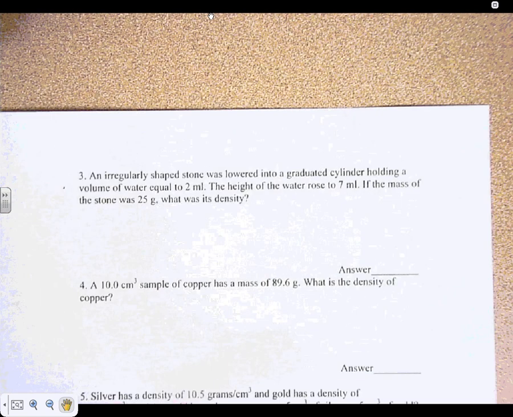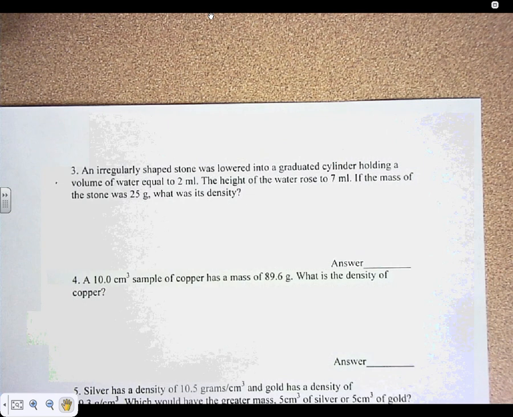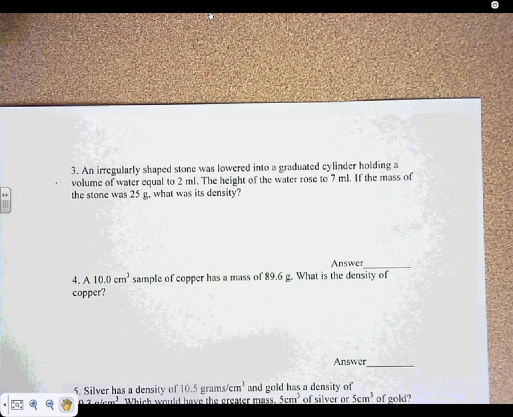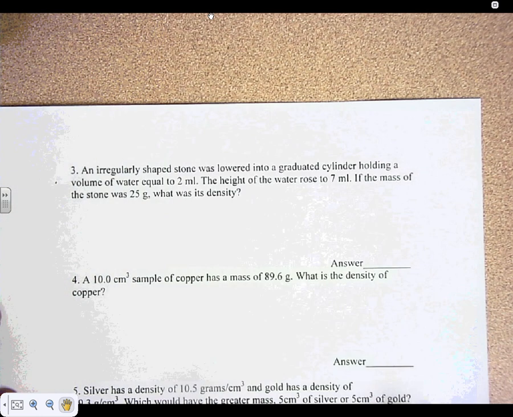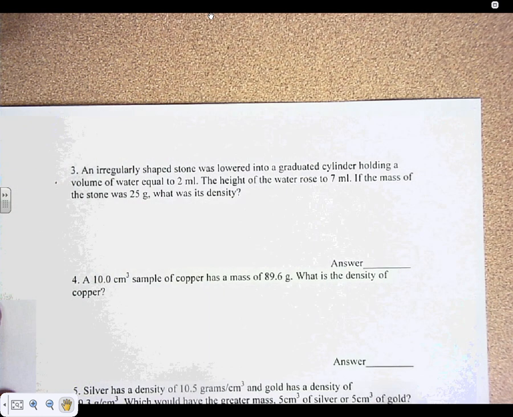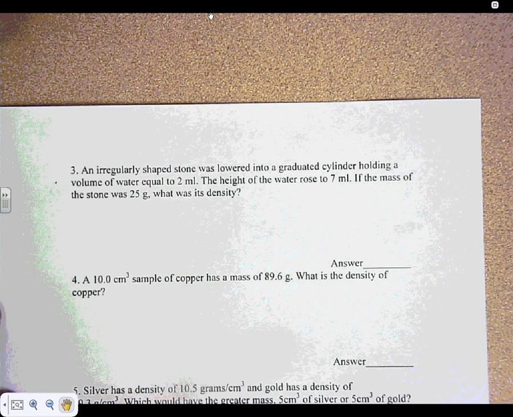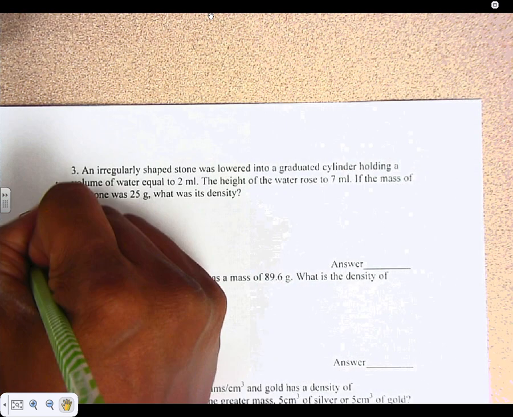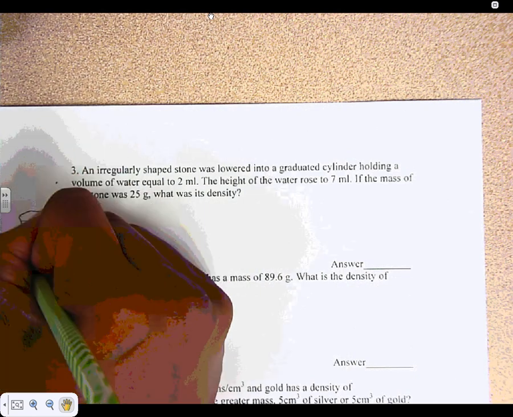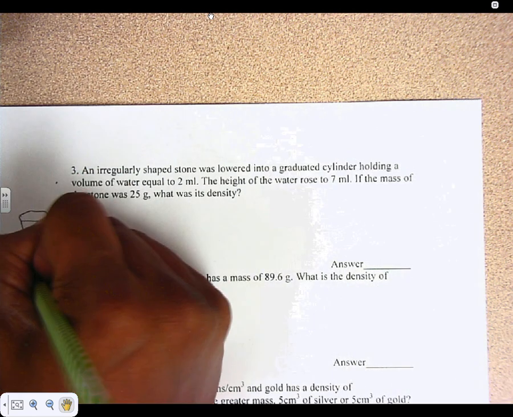And number 3, there's an irregularly shaped stone that was lowered into a graduated cylinder holding a volume of water equal to 2 milliliters. The height of the water rose to 7 milliliters. If the mass of the stone was 25 grams, what was its density? So it being irregular means that we can't find the three-dimensional representation of that object.